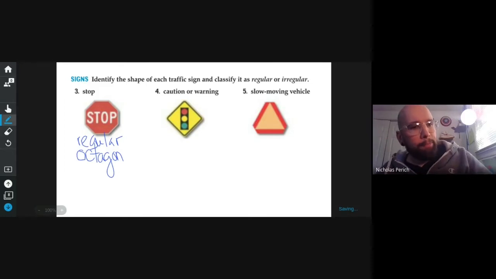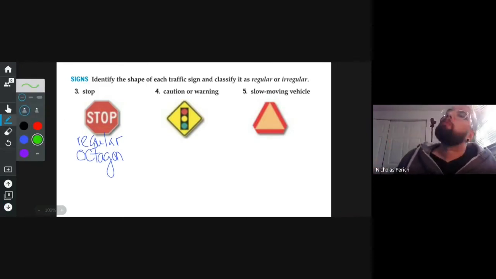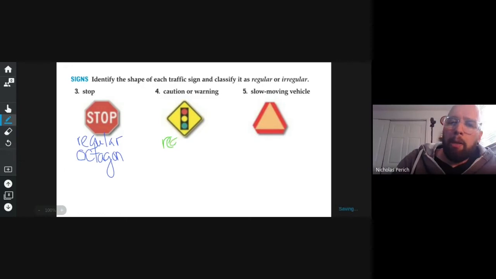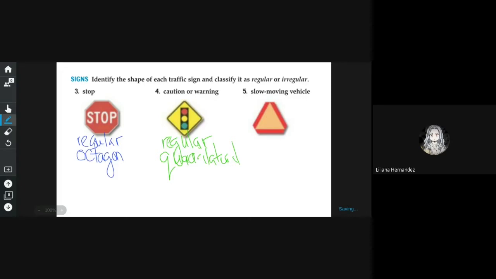What about 4? First off, regular or irregular? Regular. I agree. And I know you want to say square, and I would accept that. But if this was a multiple choice problem, they would probably want you to call it a quadrilateral. Wow. What about the rectangle inside of it?